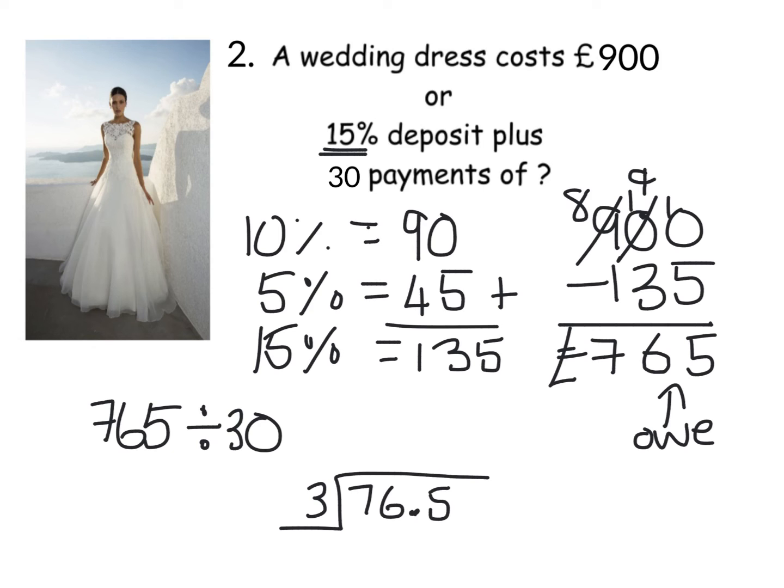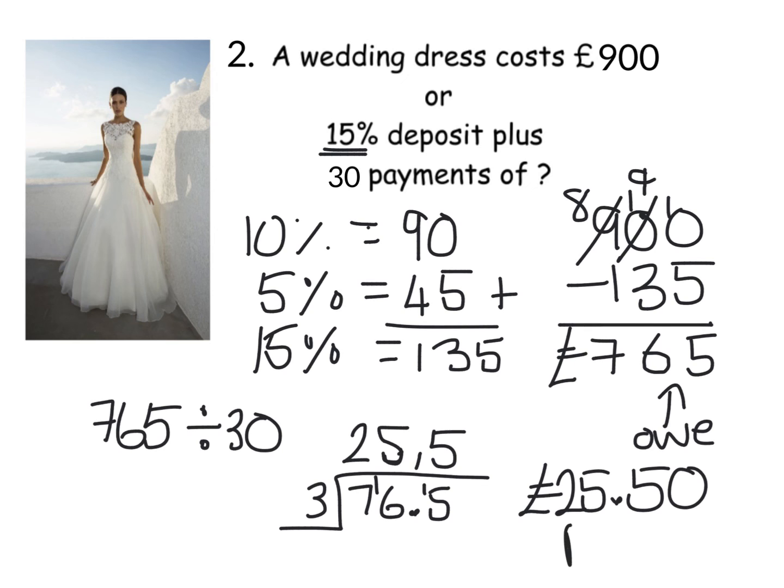So 3 into 7 goes twice with 1 left over. 3 into 16 goes 5 with 1 left over. And then 3 into 15 goes 5. So my payments here would be £25.50. I'm assuming this is per month, but it would be £25.50 per payment. So that is my final answer there, £25.50. And that's it.